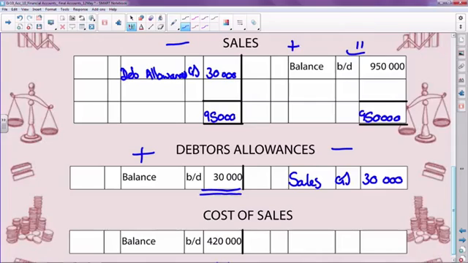Now, how do I close it off? I now need to get the difference here. 950 minus 30 gives you 920. And where will I take this 920? I'm going to take it to the trading account, GJ. So let's go to my trading account.